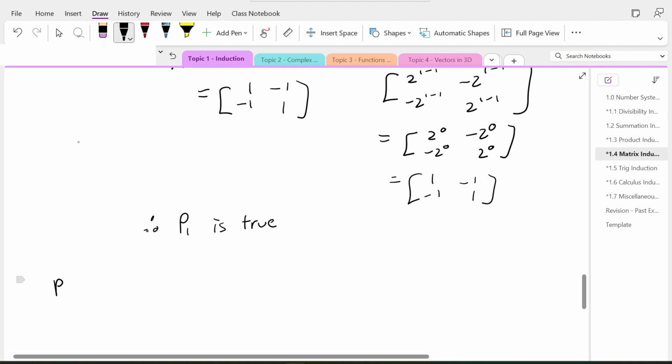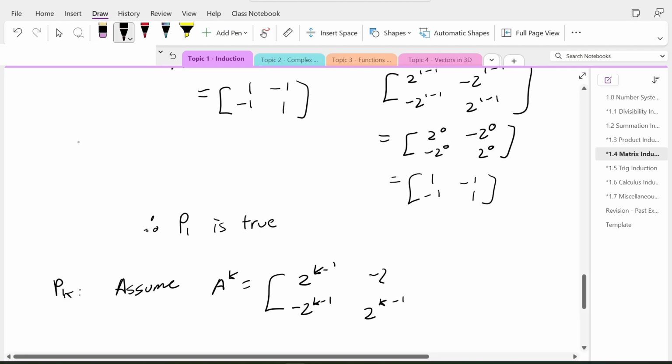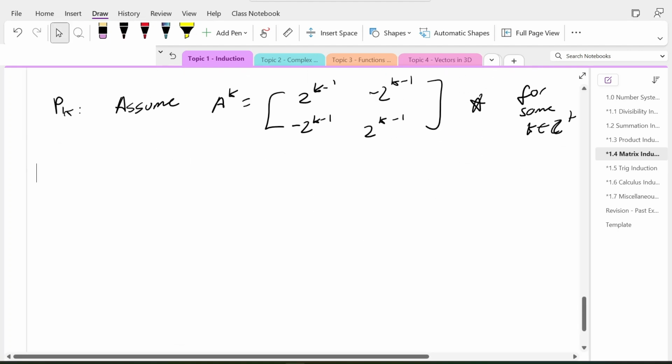So PK is our next step. So we're going to assume that A to the K is 2 to the K minus 2 to the K. These should all have take 1s on them. Minus 2 to the K take 1 and 2 to the K take 1. I just moved that one so it doesn't look like it's the same expression. We'll call that star, and then we're going to say for some K in Z plus, as we tend to do with inductions. All right, now we're going to move on to proving PK plus 1.